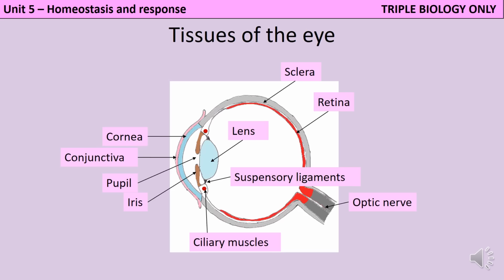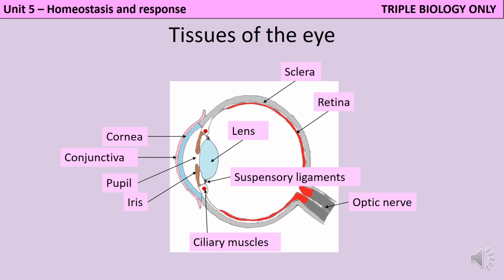Triple scientists also need to know about the different tissues of the eye. The eye is surrounded by a protective layer called the sclera, and the front part of this, which is transparent, is called the cornea. As well as playing a role in protection, the cornea also focuses about 70% of the light that comes into the eye.